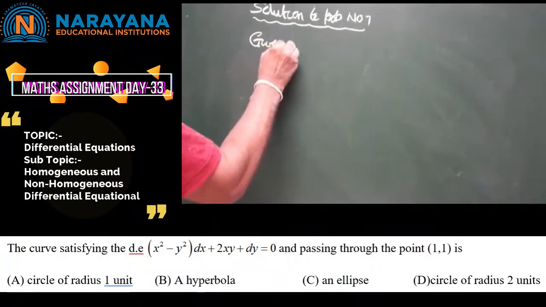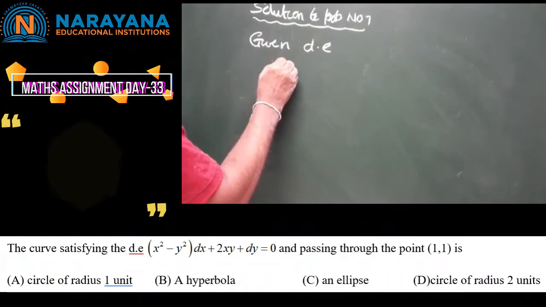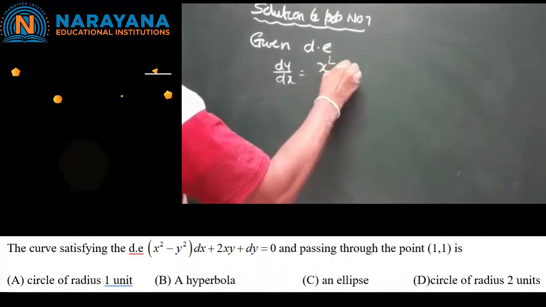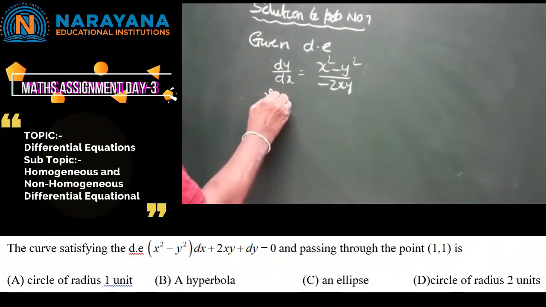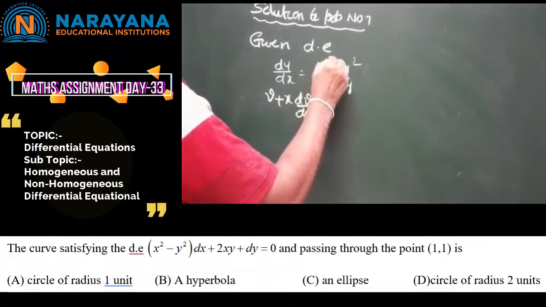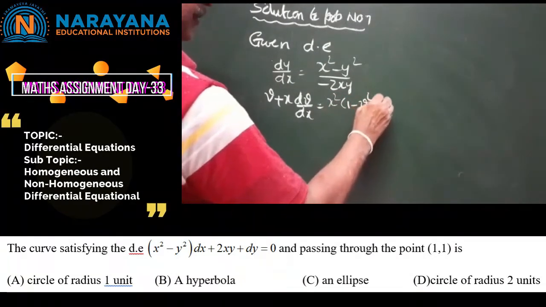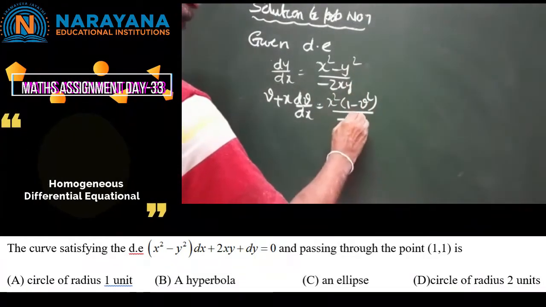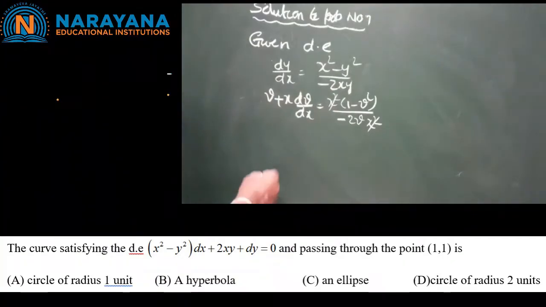Given differential equation: dy by dx equal to x square minus y square divided by minus 2x. So v plus x dv by dx is equal to, after writing v as y by x, x square into 1 minus v square divided by minus 2v into x square. This x square will get cancelled. Take this number to that side.